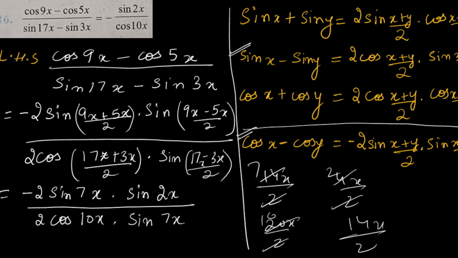So directly I have just written everything in multiplicative form. So we can do up and down cancellation. 2 and 2 will get cancelled. Sin 7x and sin 7x will get cancelled.